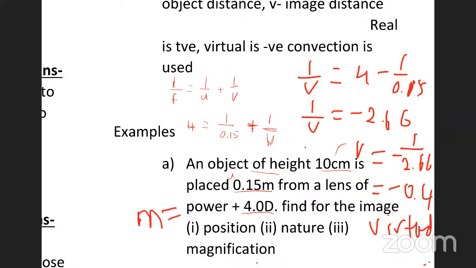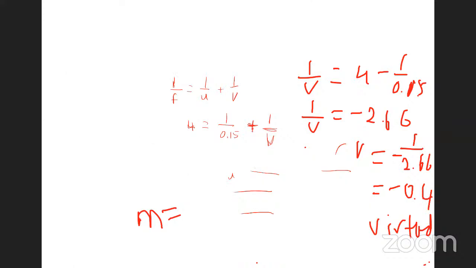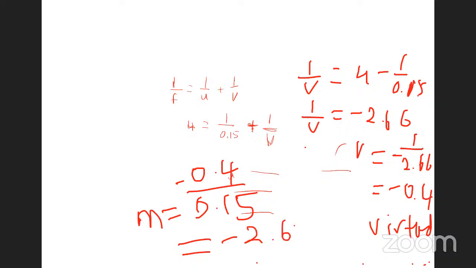Magnification is equal to the V value, which is minus 0.4, all over 0.15. So that's around 2.5. That's around 2.5, right? So the magnification is somewhere around there.